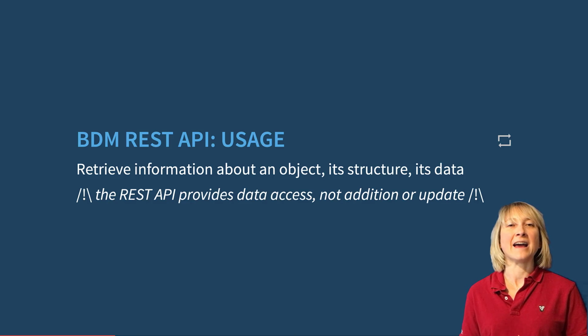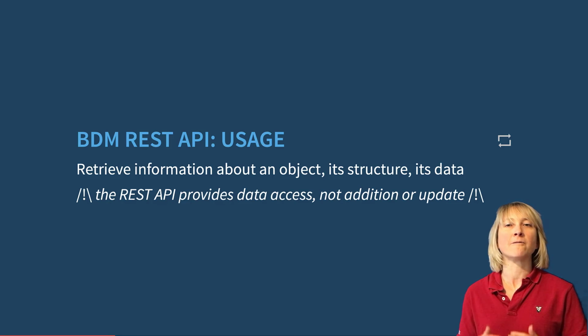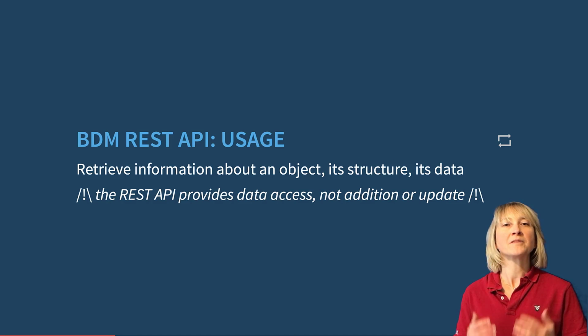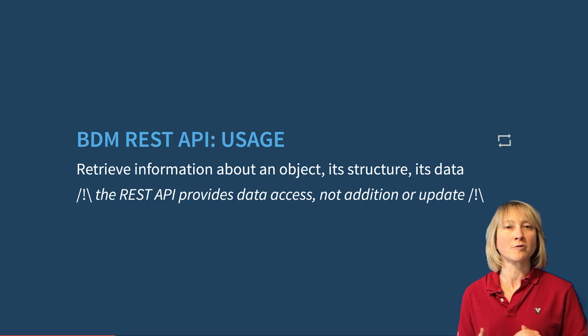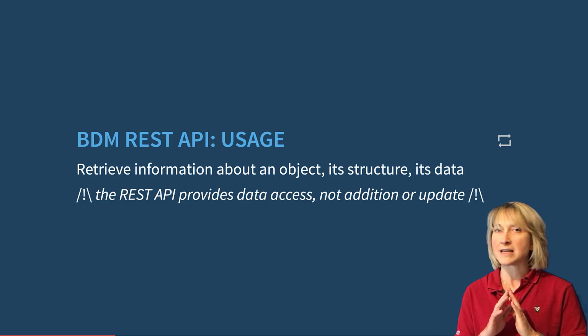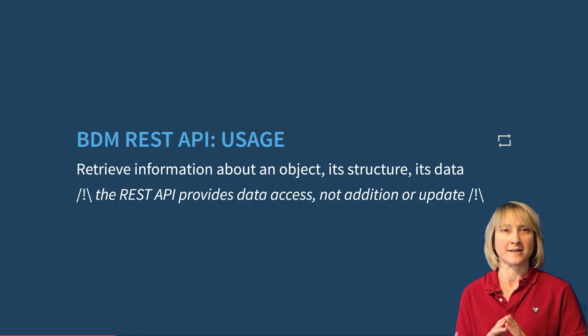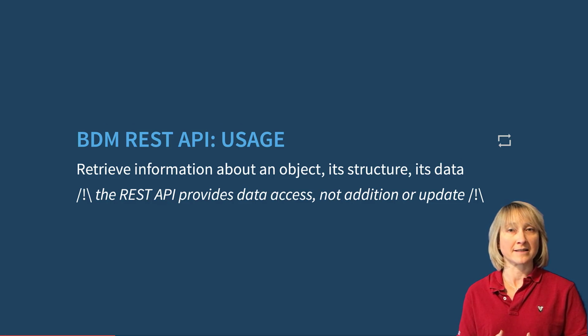BDM REST API is used to retrieve information about an object, its structure, its data from the data model. The use of this API should be restricted to the provision of data access to display information. Never use it to add or update data. If you want to update data, you'd better use a process.